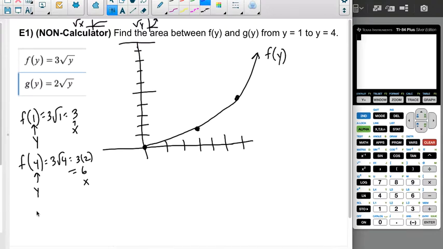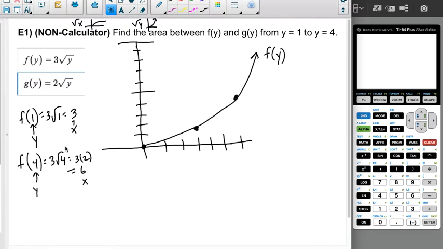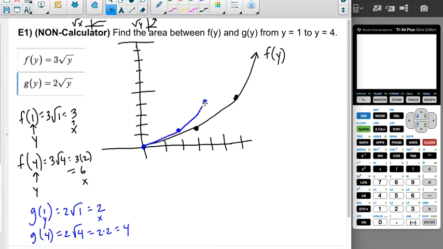If I wanted to know what my g function looks like, g of 1 would be 2 root 1, or 2, meaning if I plug in a y value of 1, I get an x value of 2. So y value of 1, x value of 2. And if I plug in g of 4, that's the y value I'm plugging in, I get 2 root 4, which would be 2 times 2, or 4. So when I plug in 4, I get 4, which is here. Both graphs start at 0, 0, because again, if you plug in the square root of 0, you get 0. So this is my g of y.